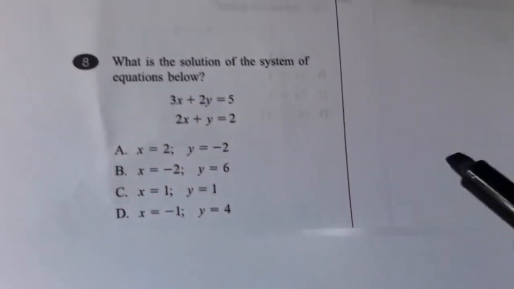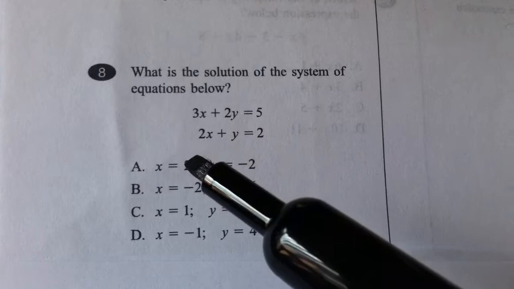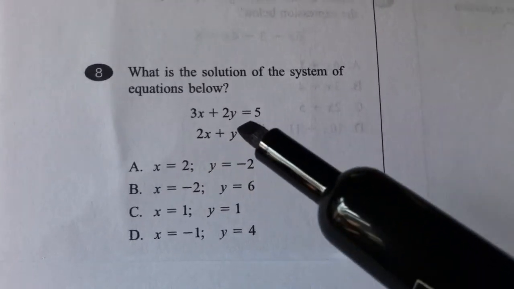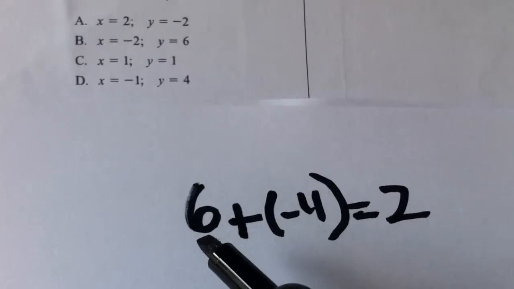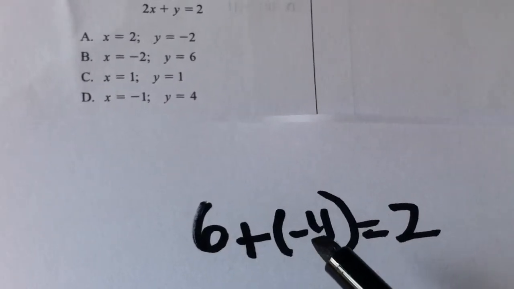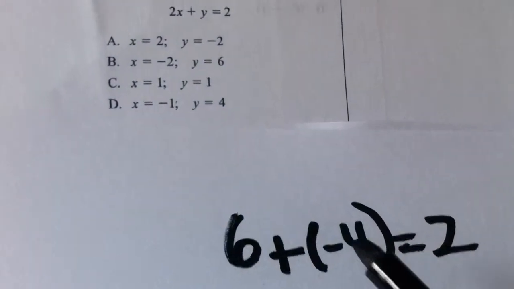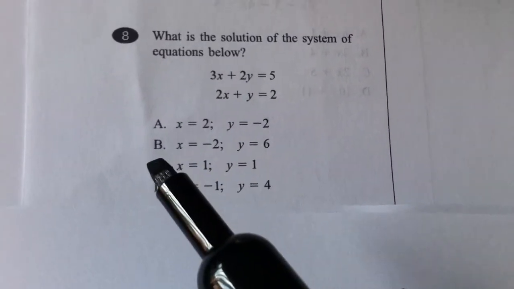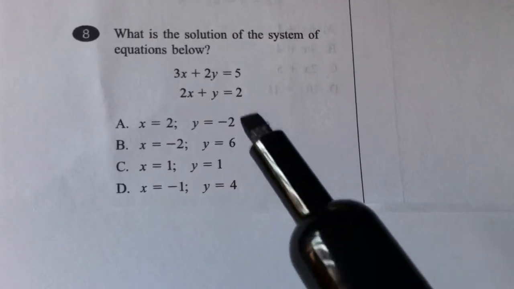right? So the 2 does not satisfy the first equation, so we don't have to bother plugging these numbers into the second one because the first one is not satisfied. We should have got 5 on this side. So A is not a solution. We're going to do choice B. X is negative 2, y equals 6.